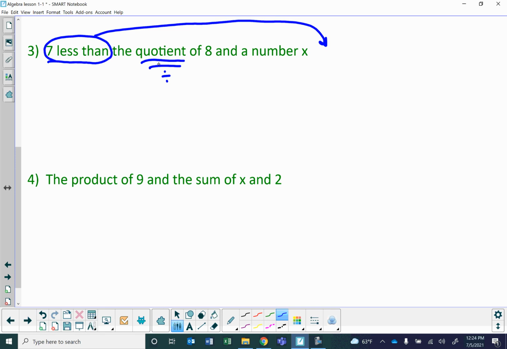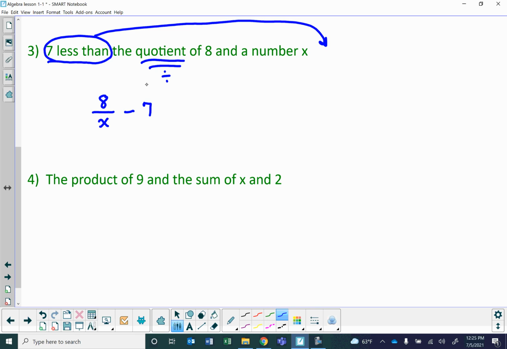8 and a number x. So the quotient of 8 and a number x means I'm going to take 8 and divide it by x, because when we talk about quotients, you keep them in the order in which they are written. So the quotient of 8 and a number x means 8 divided by x, which we write as a fraction. And then 7 less than that, we have to subtract 7 from that. So we get 8 over x minus 7.